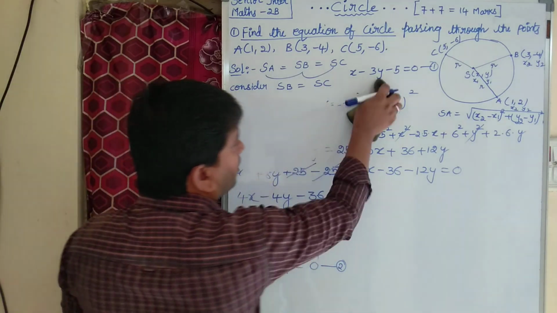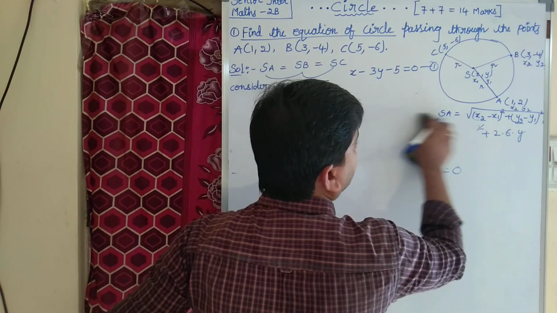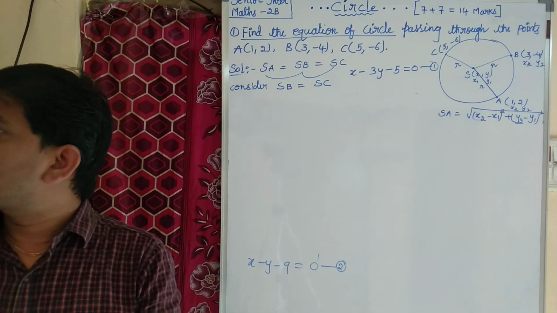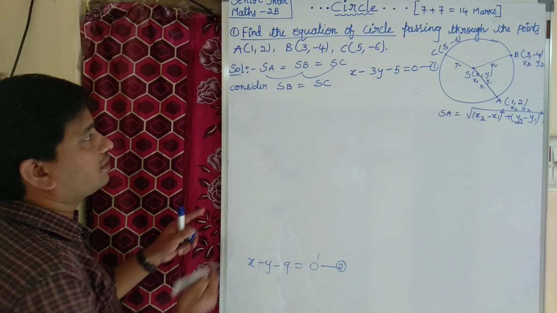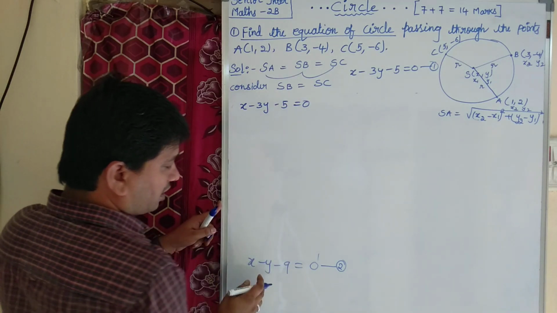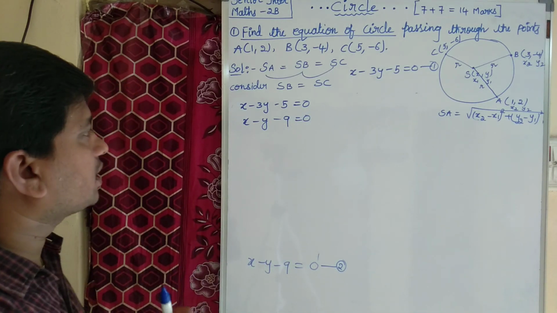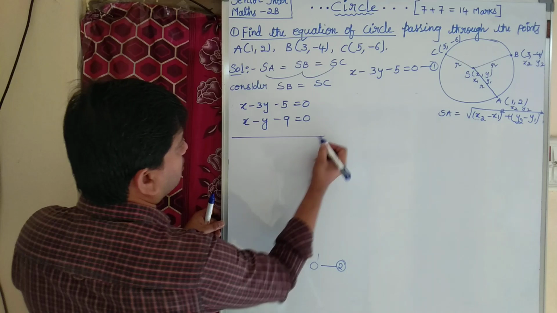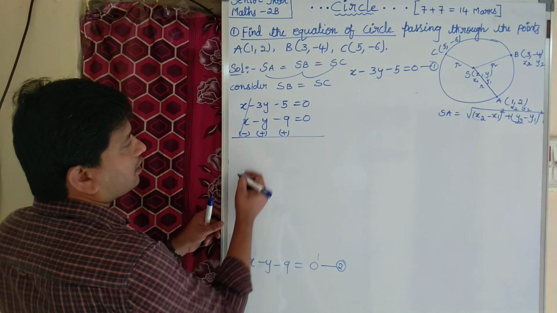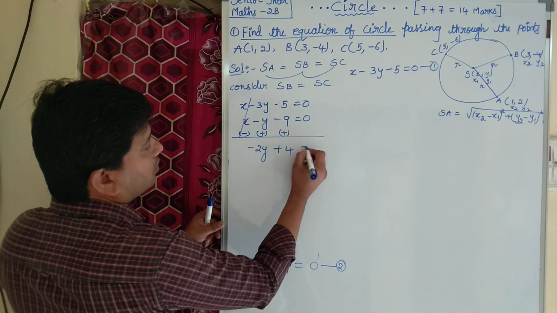Now what we need to do? We need to solve equation number 1 and equation number 2 so that you will get the center of the circle. Okay children? Let us solve equation number 1 and equation number 2. So what is our equation number 1? Equation number 1 is x minus 3y minus 5 equal to 0 and equation number 2 is x minus y minus 9 equal to 0. Okay children? Now elimination method, this will become minus plus plus, x cancels, minus 3y plus y that is minus 2y, 9 minus 5 that is 4, equal to 0.